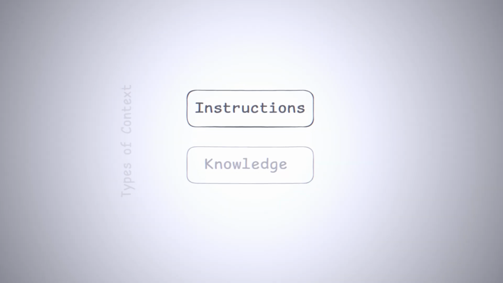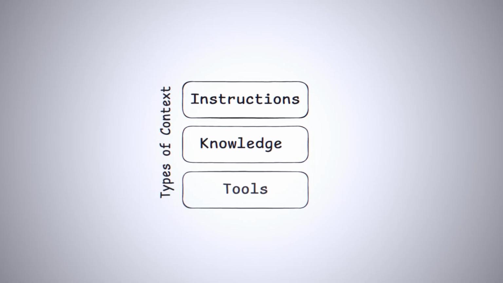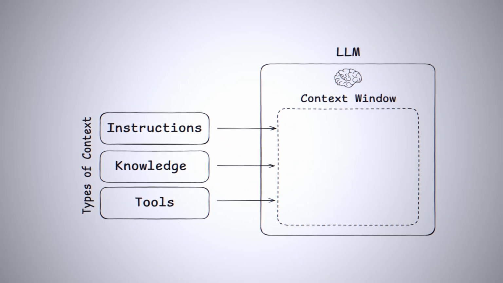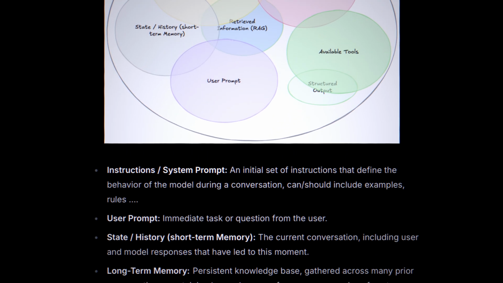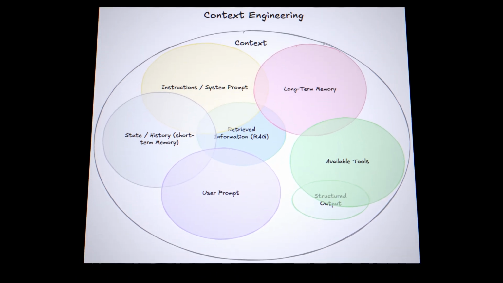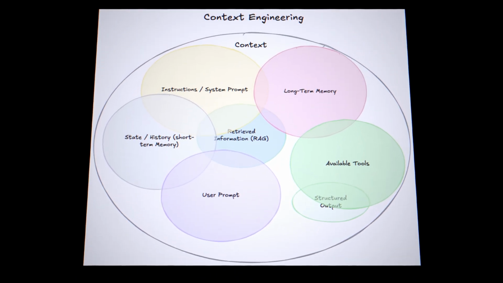So what context engineering is, is taking these instructions, knowledge, tools, and managing the LLM's context window to have the best performance. There are a ton of different ways of doing this. As you can see here, there's instruction system prompt, long-term memory, available tools, user prompts, and more. But for the next section of the video, I'm going to go over how LangChain breaks it down, because I think they've done it really well.